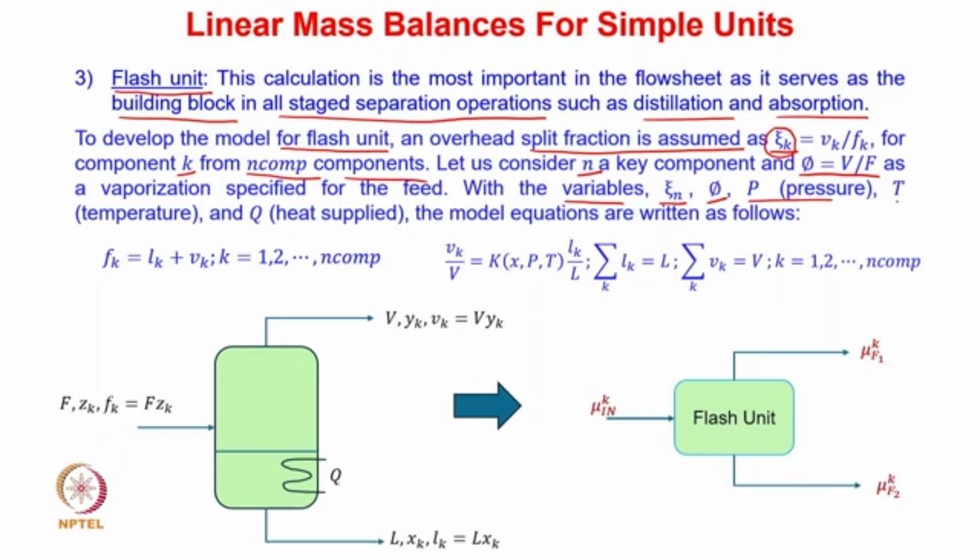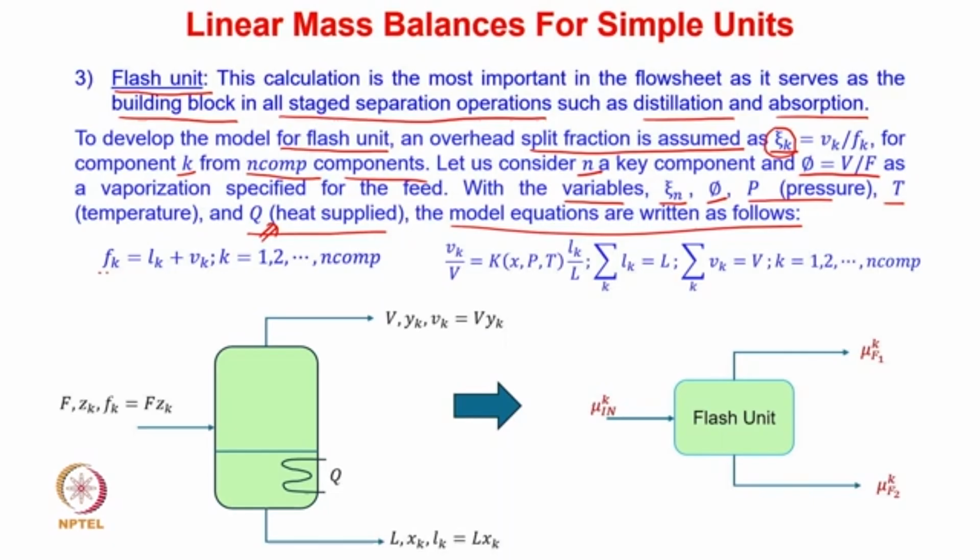P is the pressure, T is the temperature and Q is the heat supplied. The model equations we can write in this case. For a material balance we will not be looking at Q right now, but all other variables are there. Using these variables we can write down the model equations. So what will the model equations be?